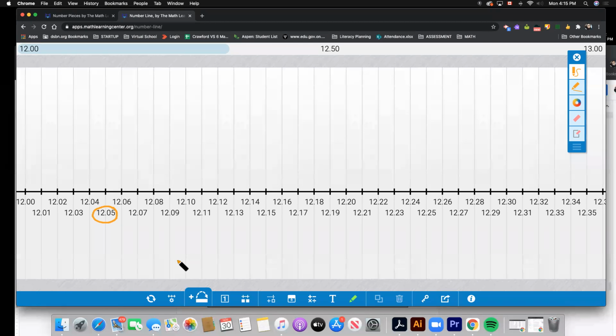12.1, I cannot see 12.1. Well, that's because the hundredths is hidden. So if you notice, where's the first time we see 12.1? We have 12.06, 12.07, 12.08, 12.09, 12.10. You'll notice that here is the hundredths.